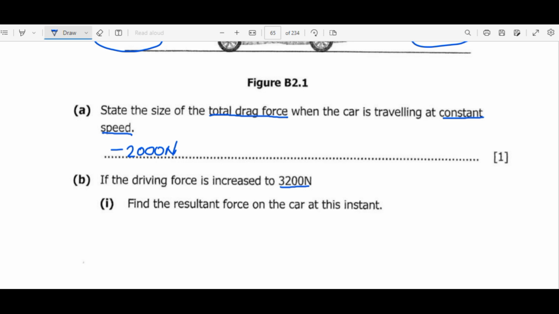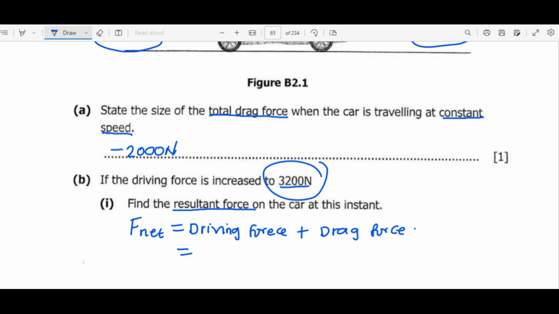But before we do that, let's look at this question. How do you find the resultant force? The resultant force is the net force. So we are finding the net force. We'll say the driving force minus, or what we can say, plus drag force. Then the driving force is 3,200 newtons. Then we add the drag force, which is negative 2,000 newtons.